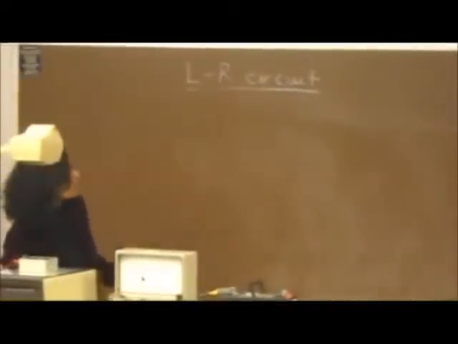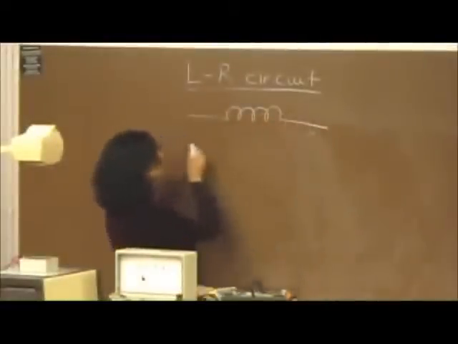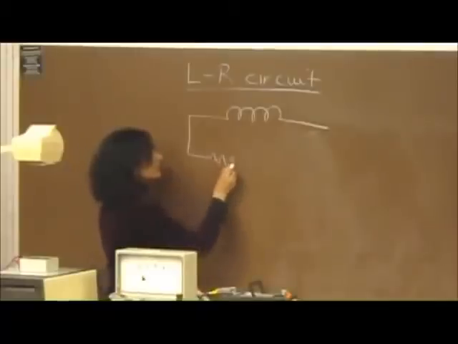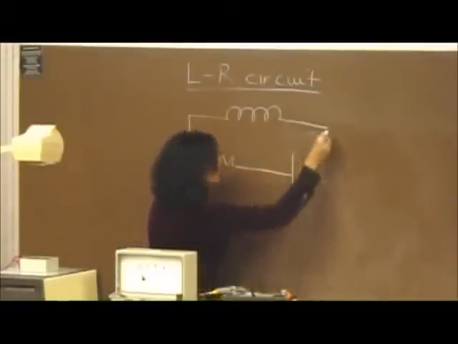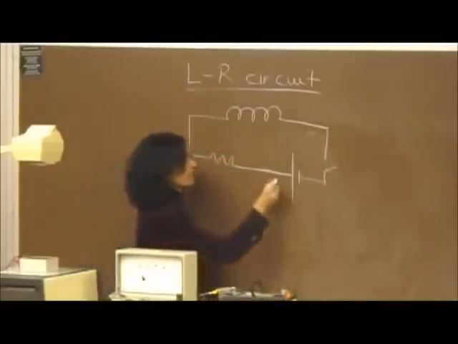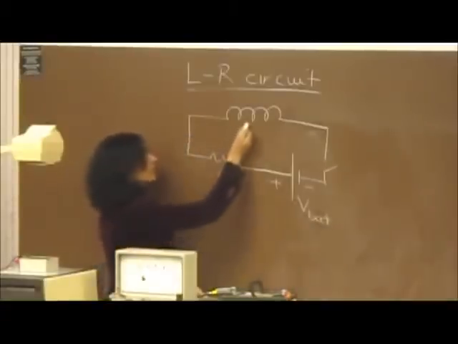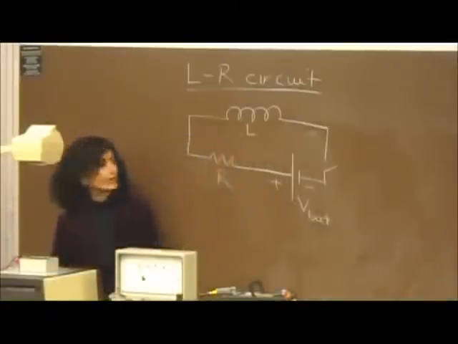Okay, before we talk about the LR circuit, which will look like this, you will have an inductor, you will have a resistor, and you will have a battery. Let's talk about this circuit right now, and the switch. Here is the switch. This is some battery. We will have a V battery. This resistor has resistance R, and this inductor has some inductance L.